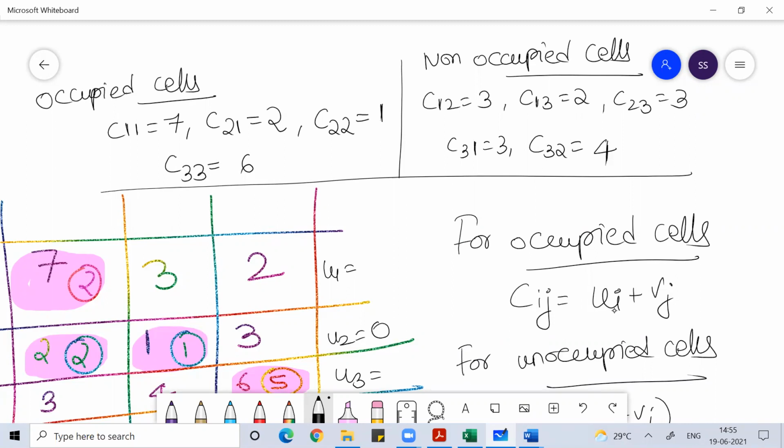So what is the cost for the occupied cell? What is the cost for the non-occupied cell? That you can easily see, that you can understand that part. Clear everyone? Anyone, any doubt?